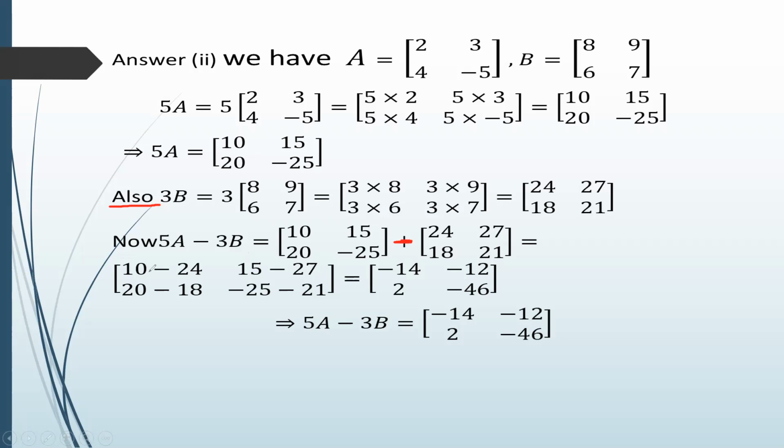Then we get 10 minus 24, 15 minus 27, 20 minus 18, and minus 25 minus 21. And we get minus 14, minus 12, 2, and minus 46. So the value of 5A minus 3B is equal to minus 14, minus 12, 2, and minus 46. Is that clear? Okay. So now we go for next.